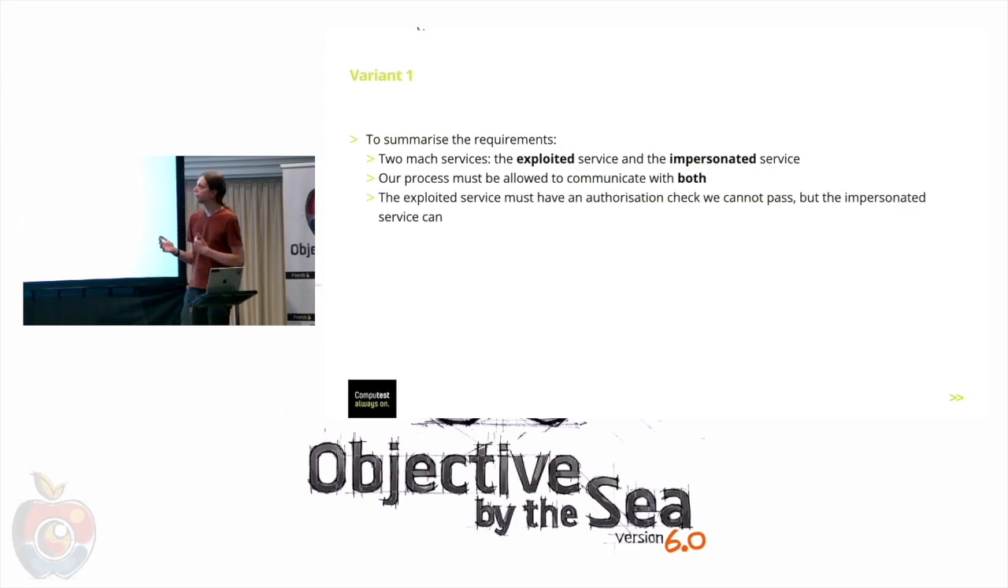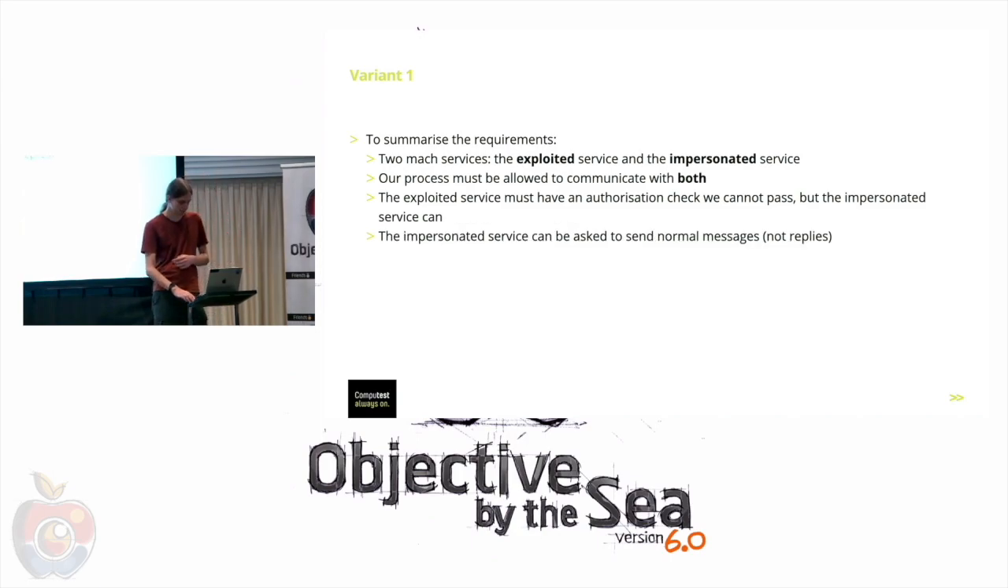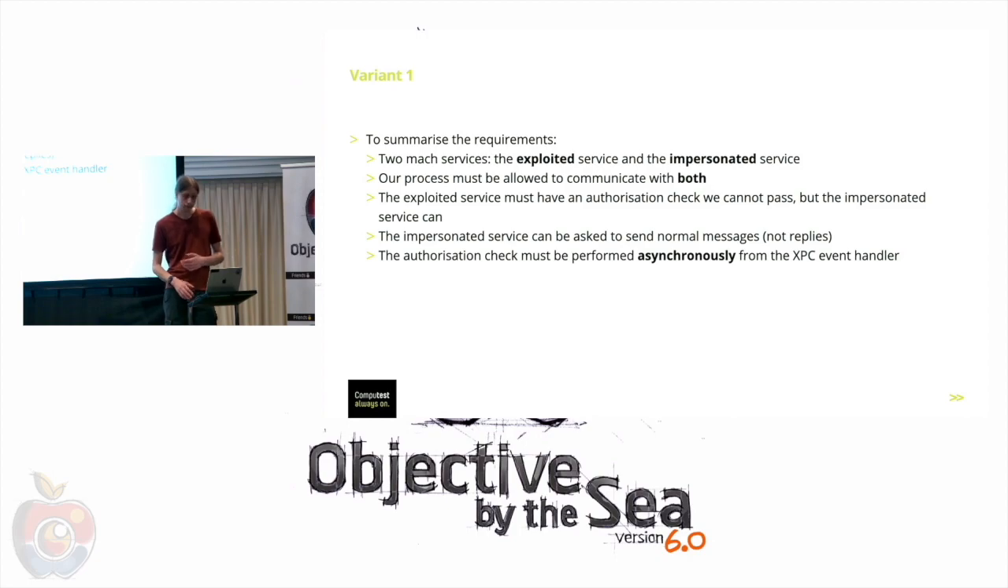The service that I want to exploit must have this authorization check. The other process must be able to pass that authorization check. And the impersonated service, I must be able to get it to start sending messages, preferably a lot of them, because it might be a race condition, but it needs to be normal messages, not replies. And the important part here is that that authorization check must be performed asynchronously from the actual receiving of a message.